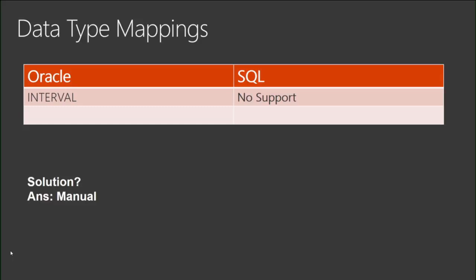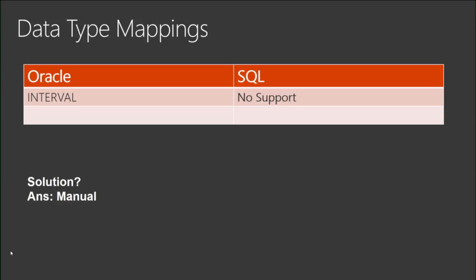Oracle has a data type called interval. Unfortunately, SQL Server does not have this data type. So there is no support in SQL for interval. And likewise, SSMA would completely ignore this. So if you're converting an Oracle table that has a column of interval data type and you move to SQL, SSMA will just convert it to varchar.